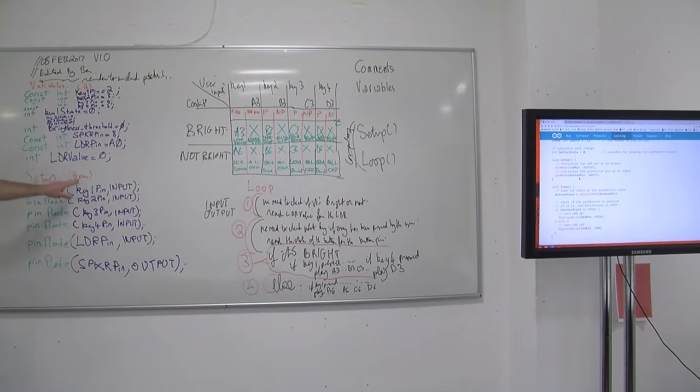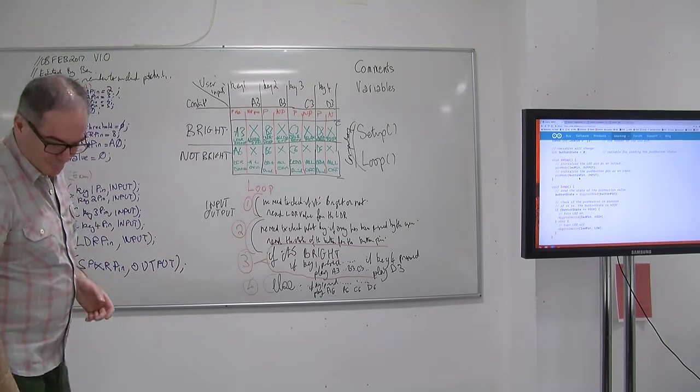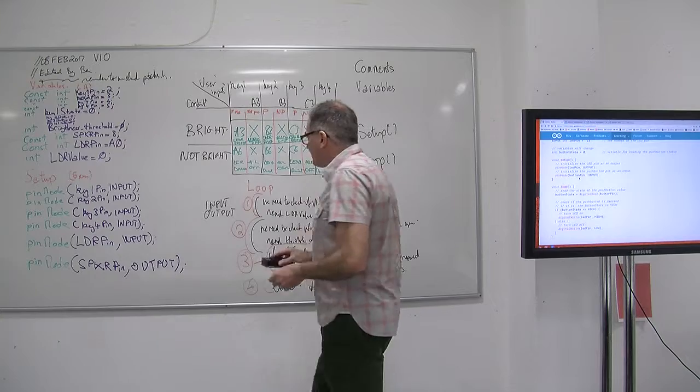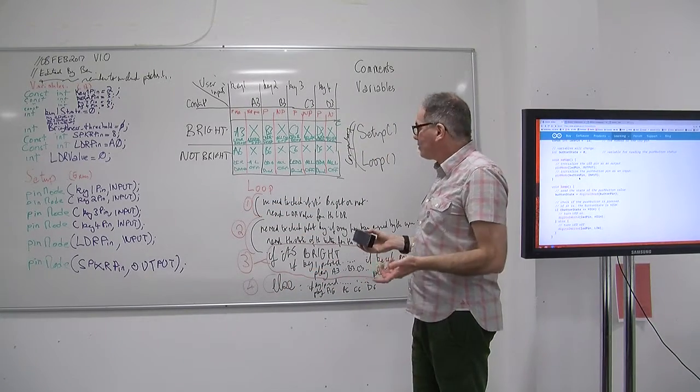So, we should have 6. 1, 2, 3, 4, 5, 6. We've got it. Alright? So far so good? Next, we go into the loop. So we need to check if it's bright or not.